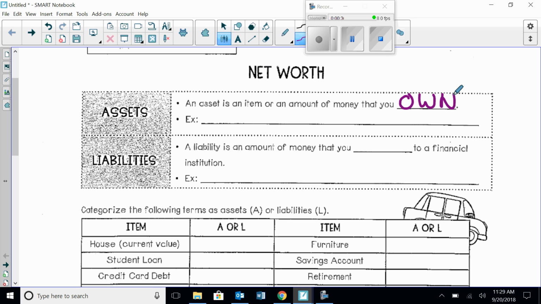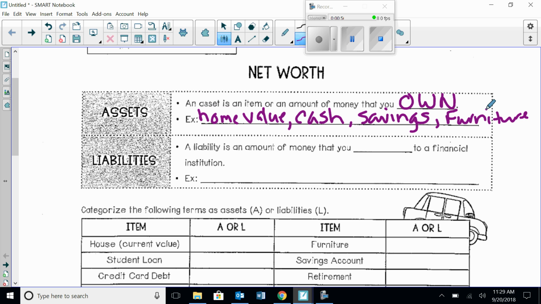So examples of this, okay, is if you have a home that is paid off, so your home value, you could turn around and you could sell it. You don't got to pay anybody back. If you have cash, okay, if you have a savings account, if you have a checking account, any furniture. Okay, likewise, if you have a car that is paid off, you could turn around and you could sell it and you would pocket the value.